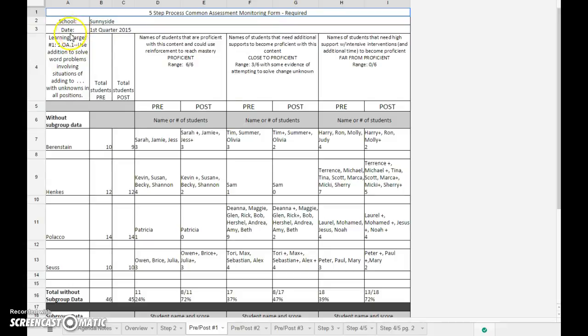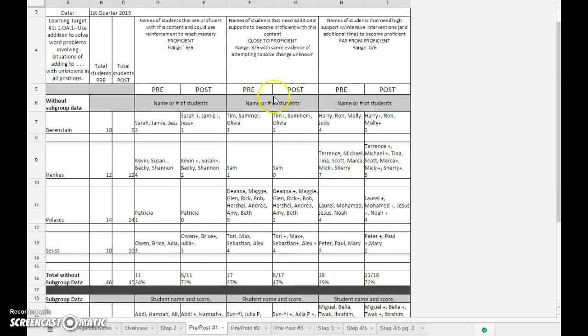Here, they had their learning target. They have teachers' names without subgroup data and then with subgroup data. They have their pre-assessment because they looked at that common assessment and determined what was that first learning target, looked at that data and used that as their pre-baseline data.